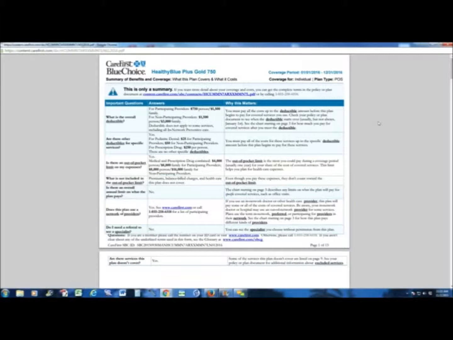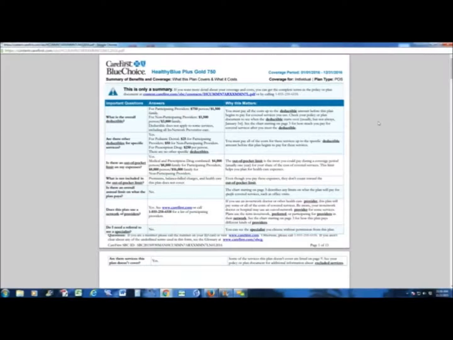All right, the next plan that we're going to look at is the comparable plan to the Healthy Blue Platinum Zero plan. CareFirst would have mapped you over to the plan called Healthy Blue Plus Gold 750. This plan is a POS plan, which means it has in-network and out-of-network coverages for it. It does have a deductible of $750 for an individual or $1,500 for a family.